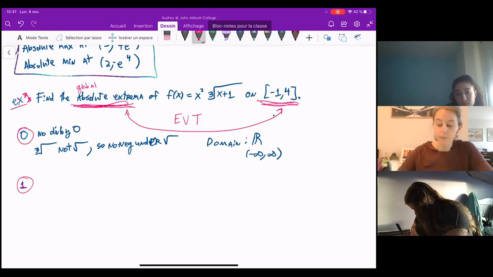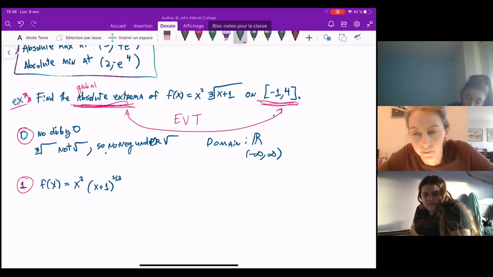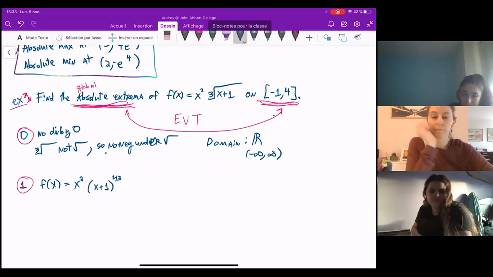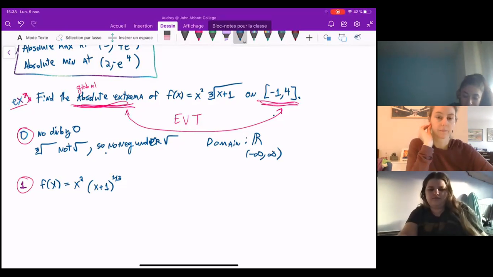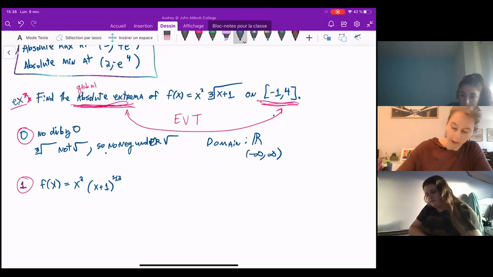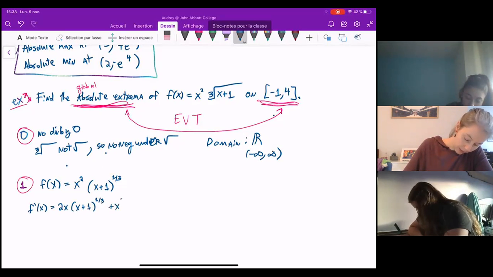The first step tells me to take the derivative, simplify it, and find the critical values. What rule do I need to take this derivative? The product rule, and inside of the product rule, the chain rule. Good job, guys. So f prime of x is the derivative of the first times the second plus the first times the derivative of the second.